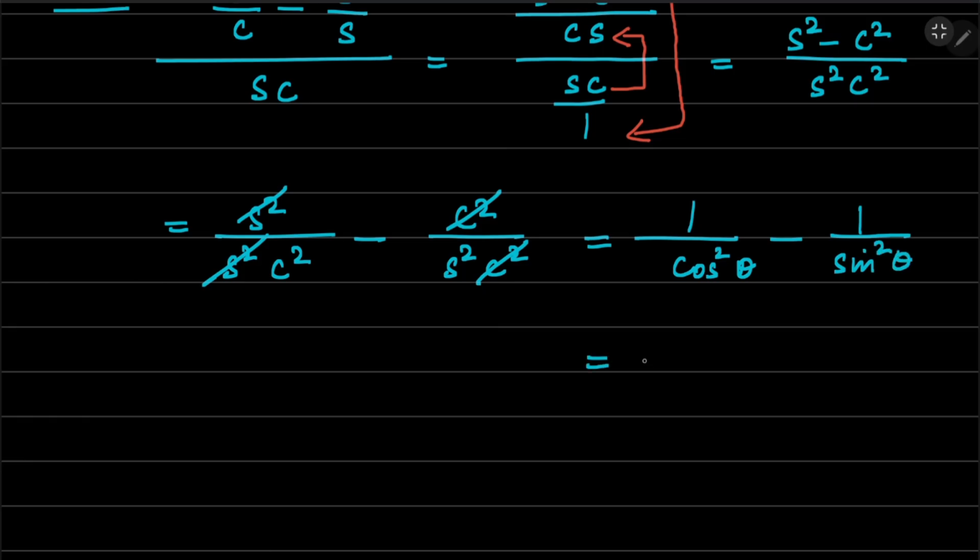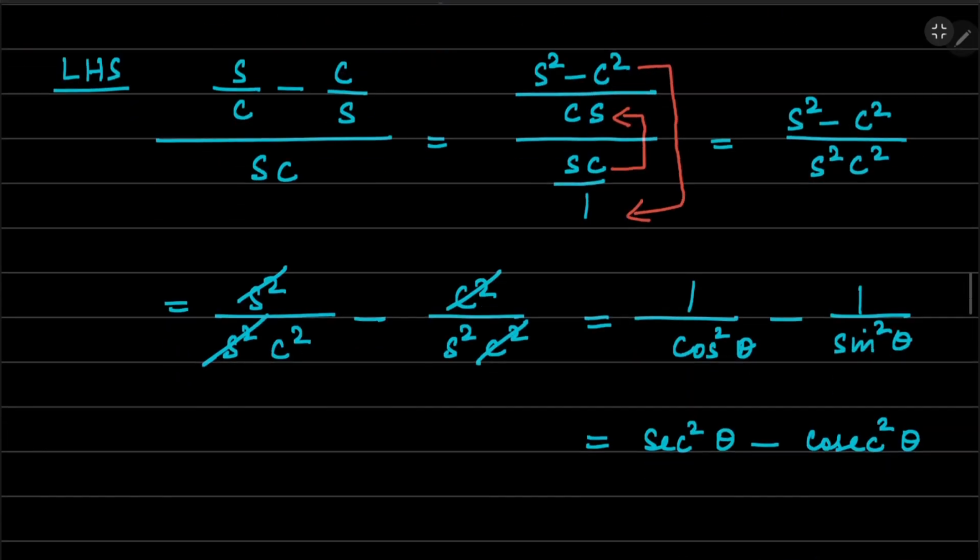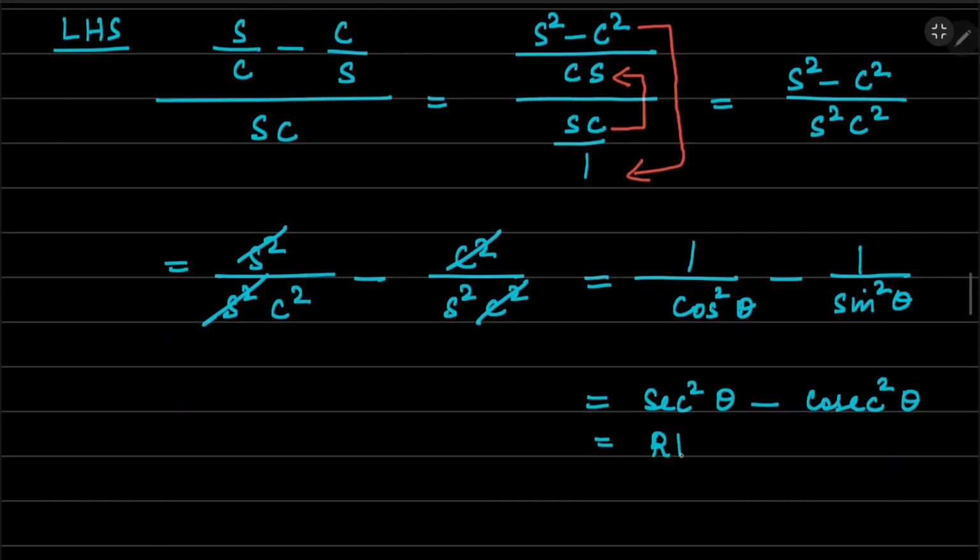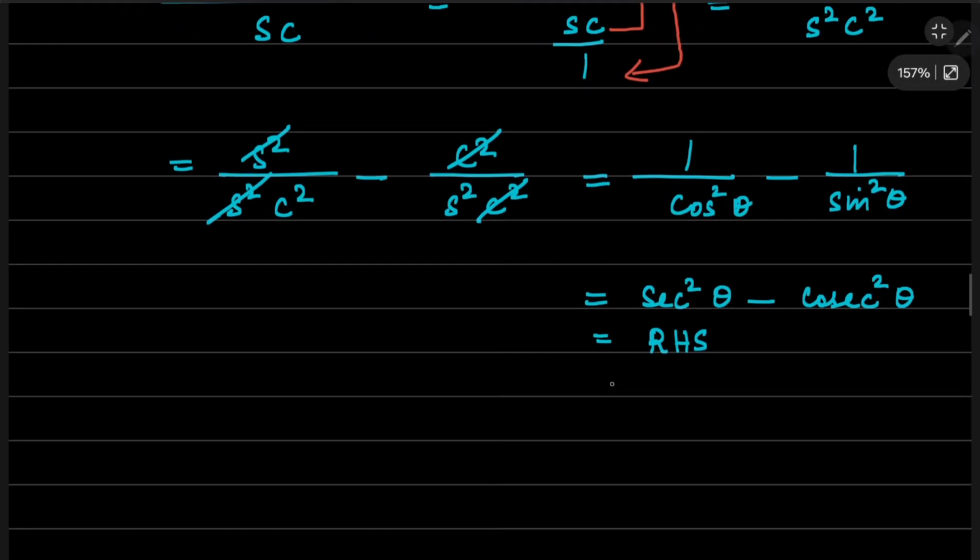What is 1 over cos square theta? It is secant square theta. Minus 1 over sine square theta is cosecant square theta. Secant square minus cosecant square is your RHS. Hence proved.